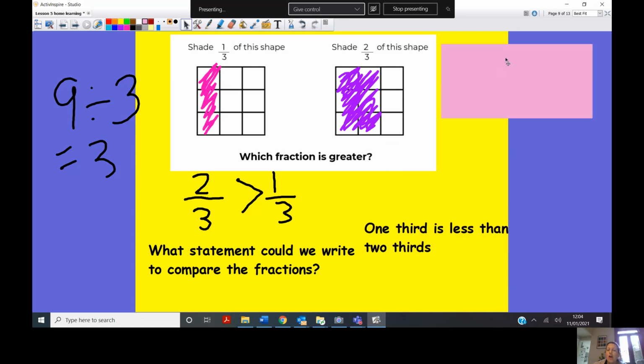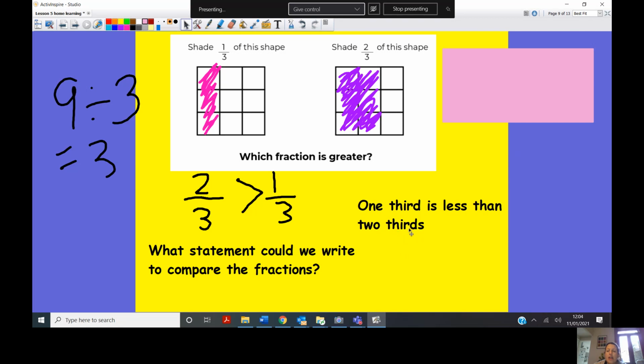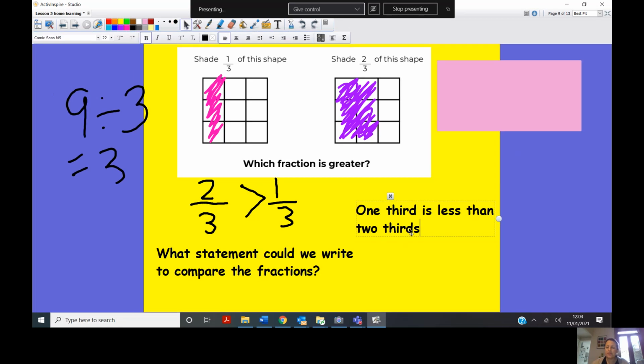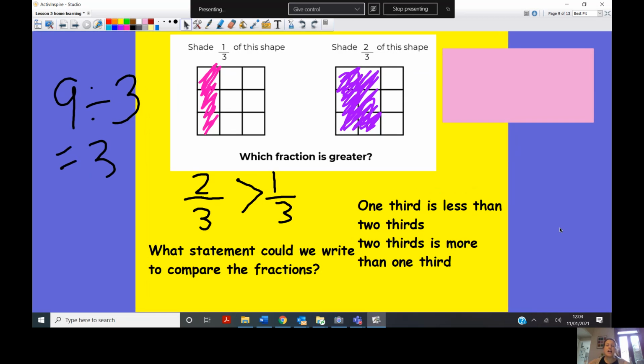We could say 1/3 is less than 2/3. We could also say 2/3 is more than 1/3. Both of these statements mean exactly the same thing. We're just using less than in one and we're using greater than in another. Let's apply what we've learned so far to some word problems.